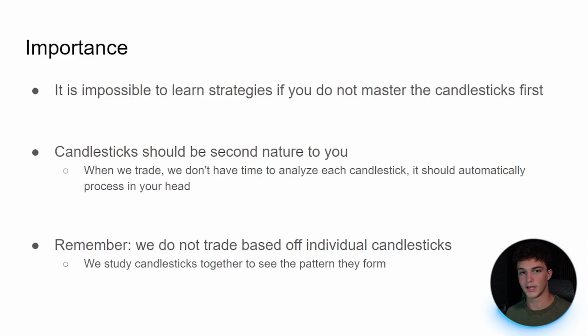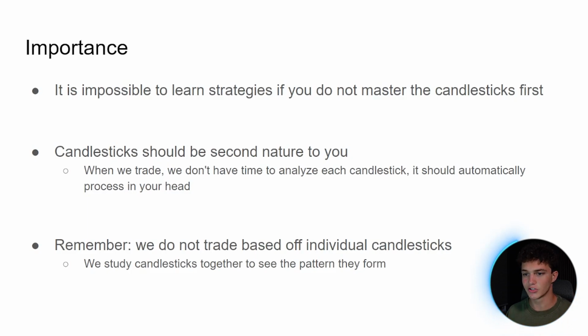So let's do a little recap and some important notes that you guys should keep in mind. It is impossible to learn strategies if you do not master the candlesticks first. You can't just jump into learning how to enter trades and how to exit trades if you don't know the anatomy of candlesticks. If you don't know what a bottoming tail is, if you don't know what a topping tail is, if you don't know what a wide range or narrow range bar is, if you don't know what the change of power candlestick may look like, you're not going to be able to learn how to trade if you guys don't master this first. This is like step number one.